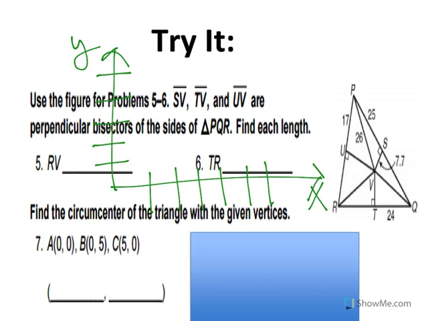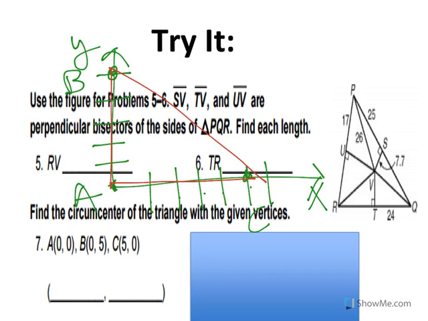So we're given A is at (0, 0), so this is A, and B is (0, 5). So 1, 2, 3, 4, 5, so this is our B, and C is (5, 0), so 1, 2, 3, 4, 5. So this is C, so this forms our triangle.